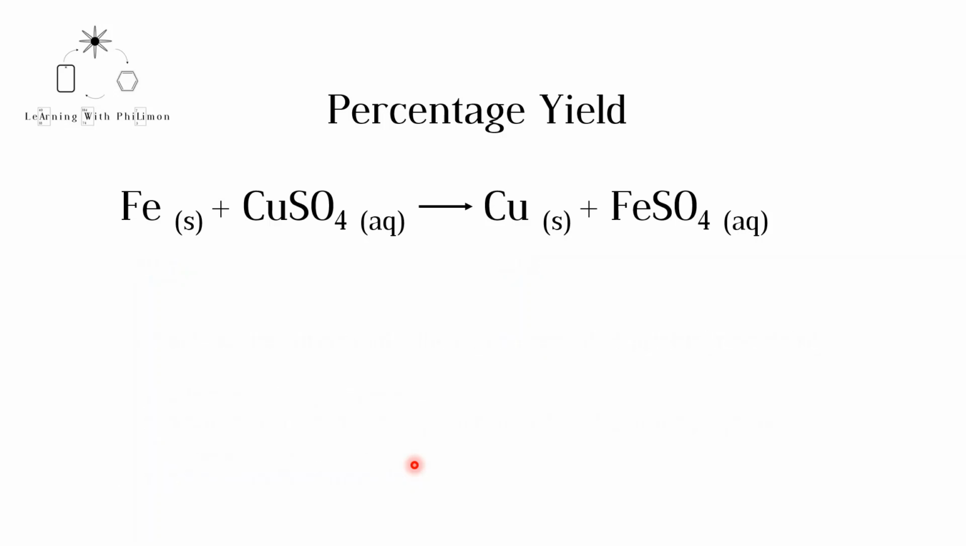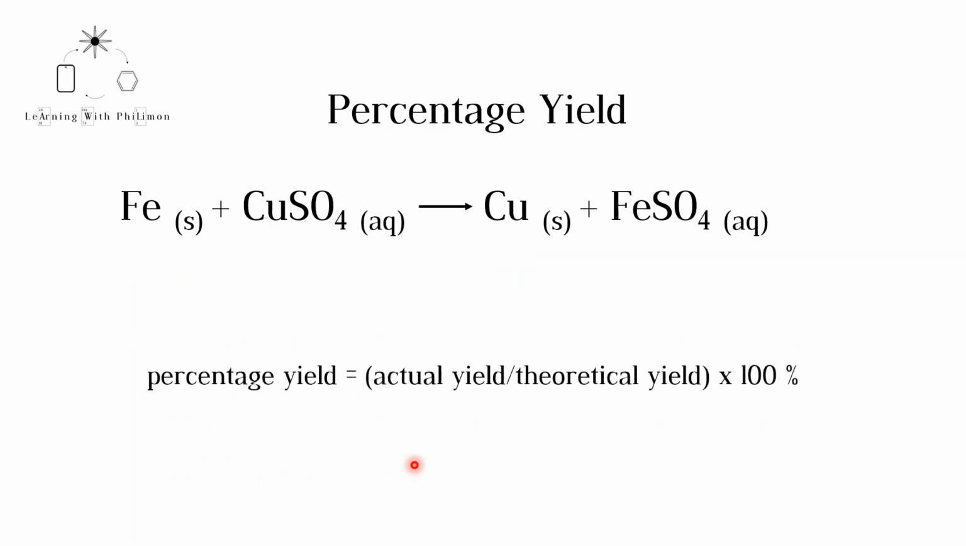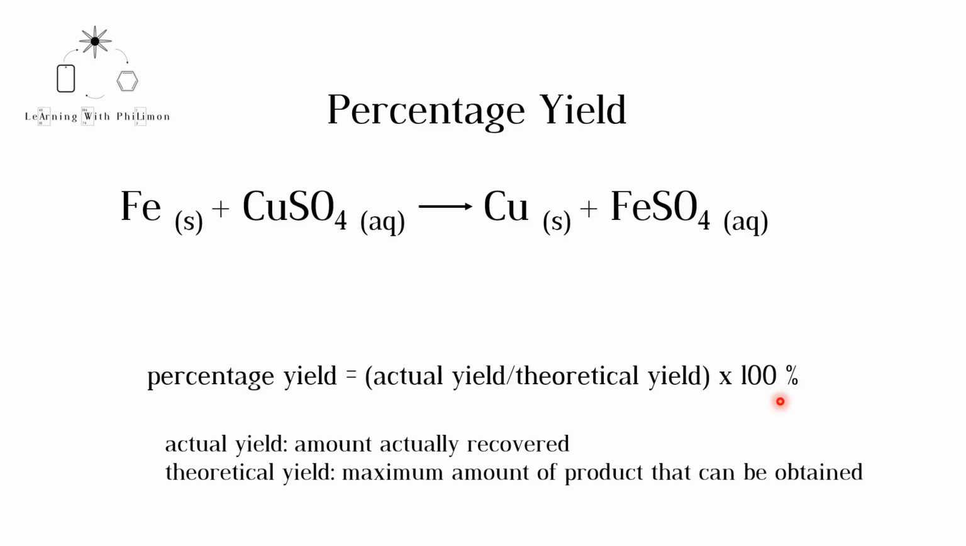The percentage yield of a reaction is calculated by dividing the actual yield by the theoretical yield and then multiplying by 100%. The actual yield is the amount actually recovered when the reaction is performed. Note that depending on the state of the product, you may be measuring mass or volume. The theoretical yield is the maximum amount of product that can be obtained. In this reaction, the maximum amount of copper that can be obtained is 2.3 grams. If 2.3 grams is obtained, experimentally, the percentage yield is 100%. As discussed, the percentage yield is rarely 100%.